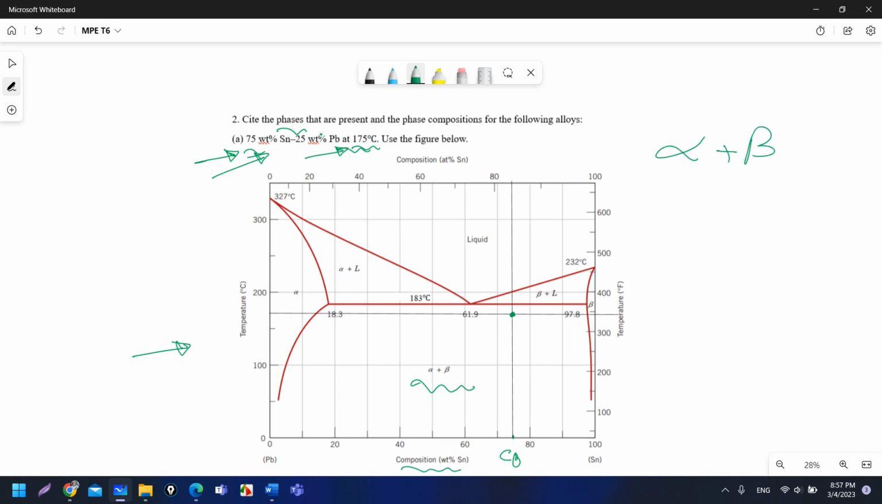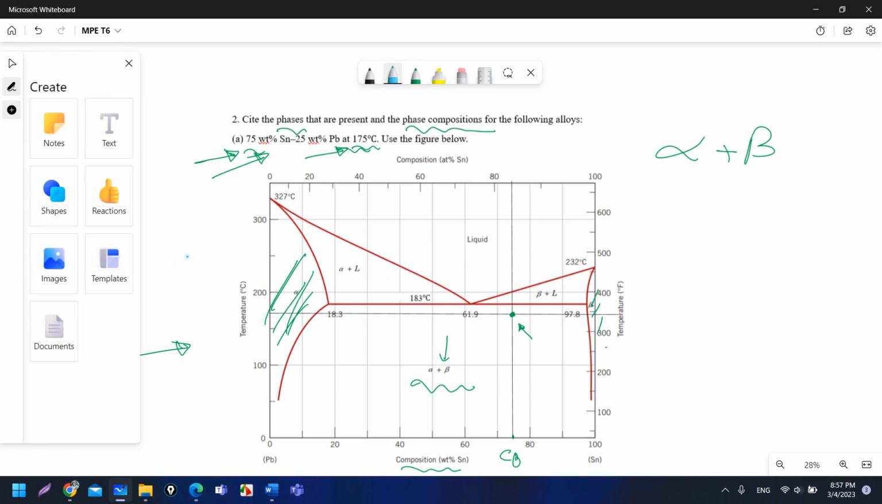So direct or straightforward. And the phase compositions, we need to calculate the phase compositions. In order to calculate the phase composition, we know that the phases are alpha and beta. Alpha alone is in this region, beta alone is in this region. So I will construct a line from the point that I have until I reach the alpha region, like this, I will draw a line from this point until I reach the red line, which is the boundary of the alpha region.